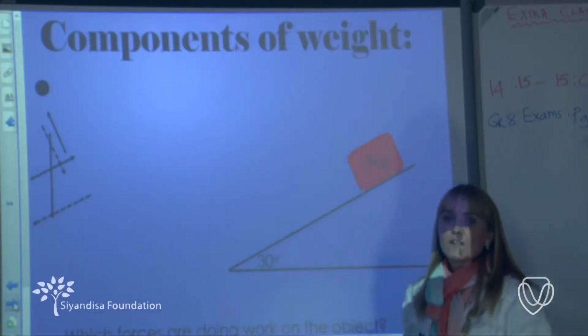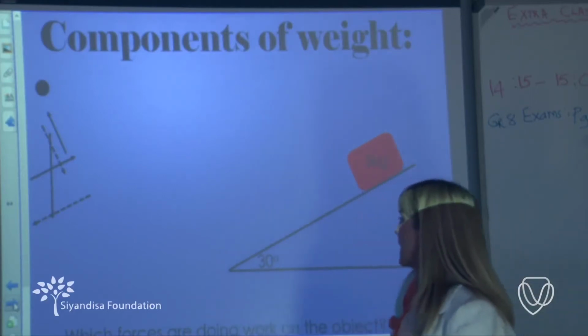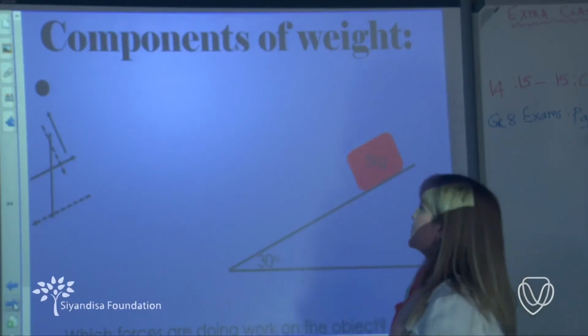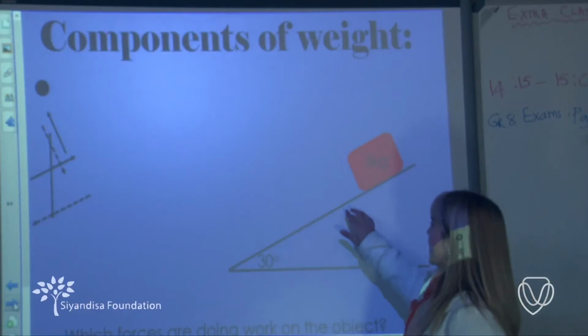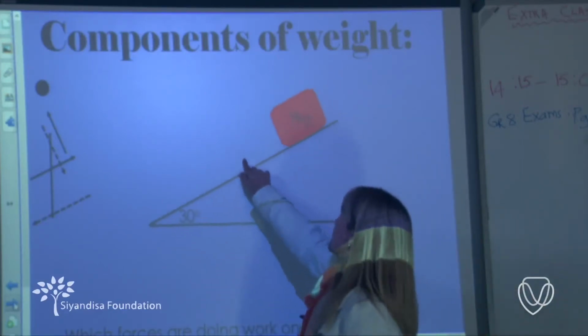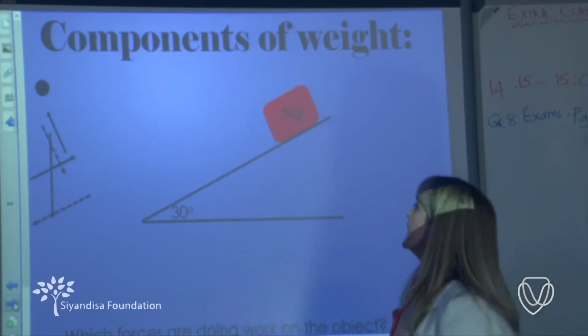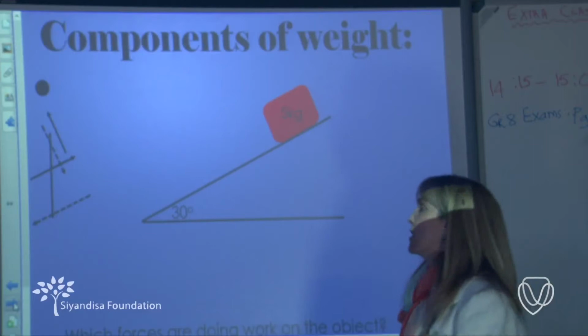Now, before we can tackle some of the more difficult examples involving work, energy, and power, we need to just be reminded again from grade 11 how to work with components of weight. Now, remember that if an object is placed on a slope, so here I've got a 5-kilogram crate or block that has been placed on an incline that makes an angle of 30 degrees to the horizontal.